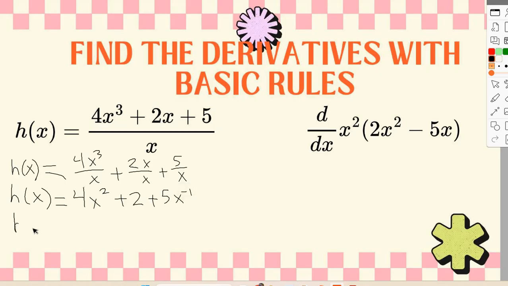So let's see. What is the derivative of 4x? 8x. To the first, but yes. What's the derivative of 2? 0. What's the derivative of 5x to the negative first? Negative 5 to the negative second. Not negative 5 to the negative second, but negative 5 x to the negative second. Yes.